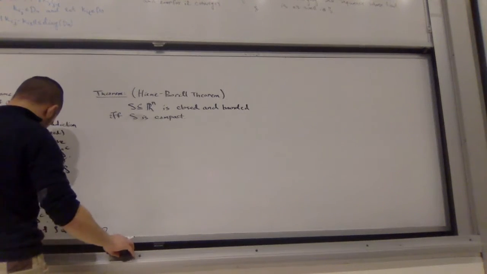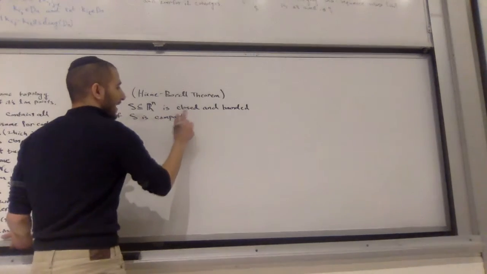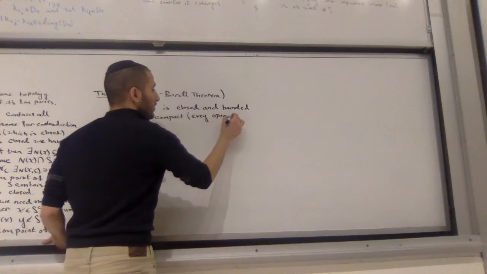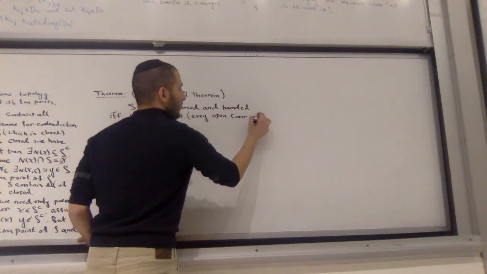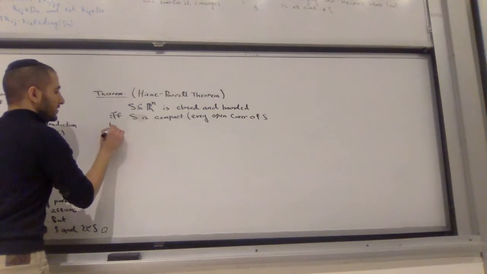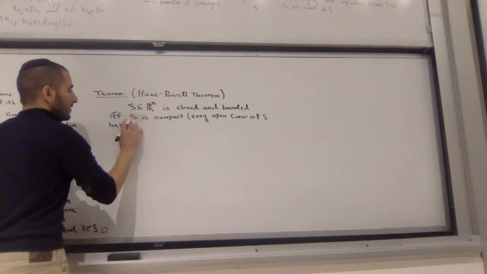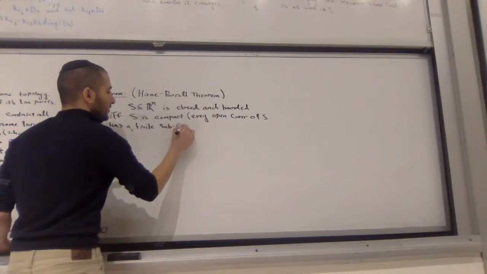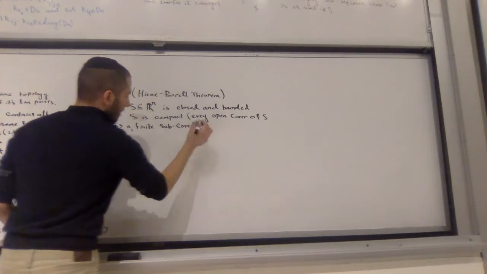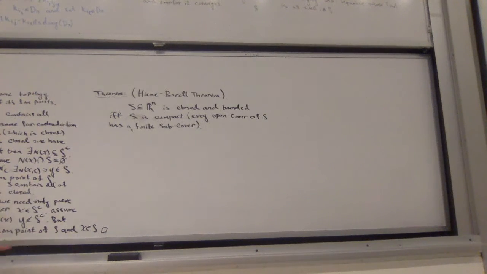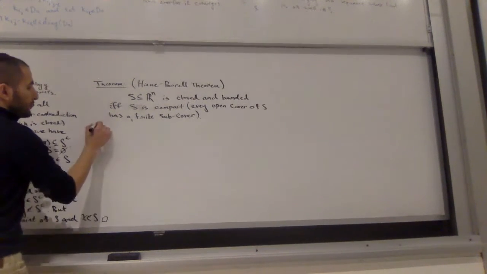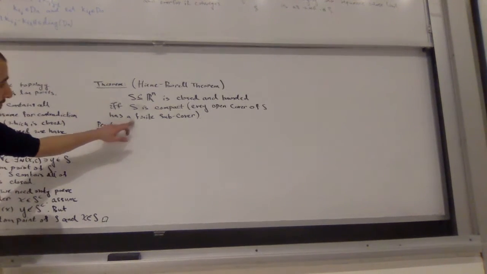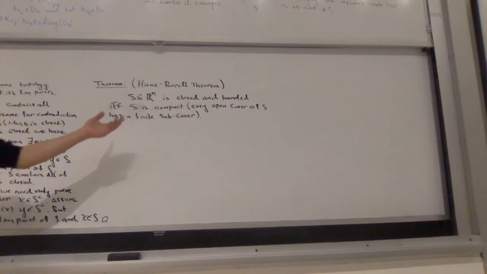All right, this is a better phrase. Well, what does it mean to be compact? What I mean is that every open cover of S has a finite subcover. Okay. This is the theorem that we want to show. Proof. Has a finite subcover. All right.